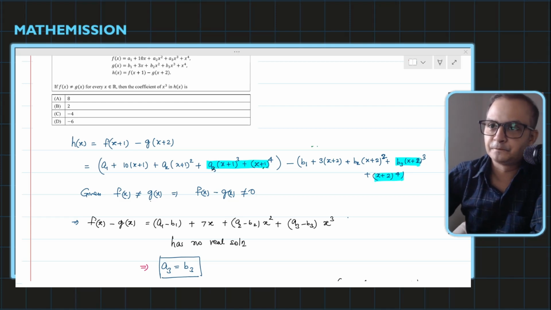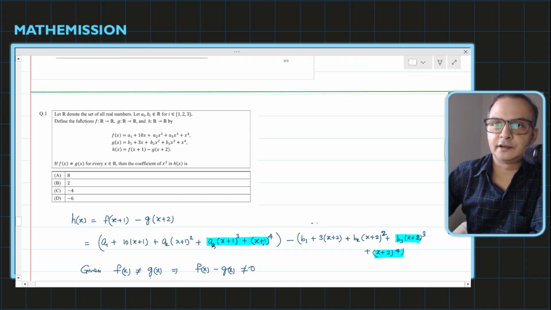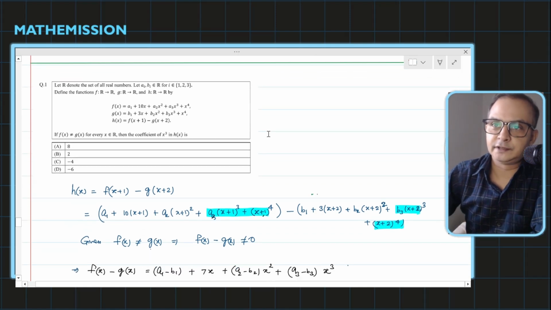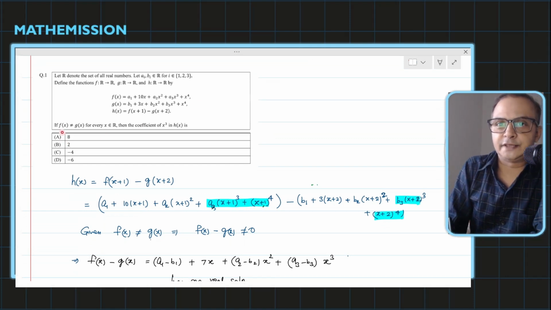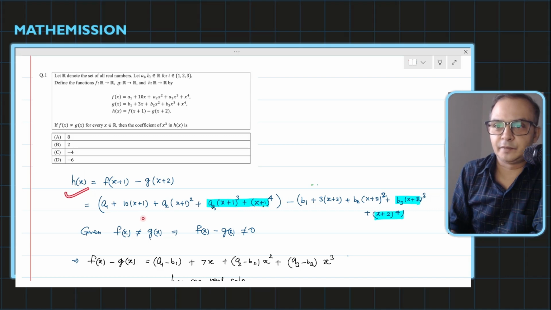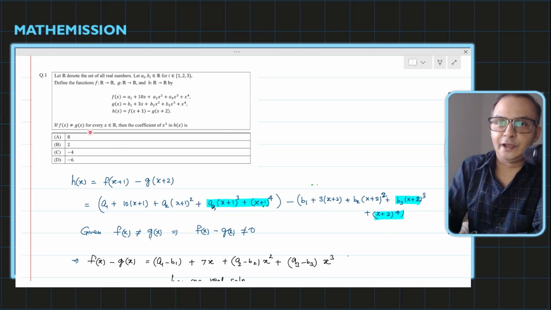So let's see. This first question is that they're asking R denotes the set of real numbers and all. You can read this question. In this question, the key point is this one, f(x) not equal to g(x). So instead of writing this whole thing in one go, I wrote it, but then I realized that the coefficient of x cube will be found only in these 2 terms. I was actually trying to expand it, but I realized that I had not used this information so far.